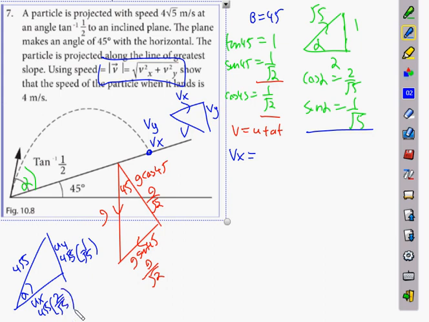So what happens then? Multiply it out. For which one? No, beta. The plane makes an angle of 45. That's the angle of the plane, not the angle of the throw. The angle of the throw is alpha, which is tan inverse 1 over 2, which brings you to this triangle here, where the hypotenuse was root 5. Cos alpha therefore is 2 over root 5, and sin alpha was 1 over root 5.